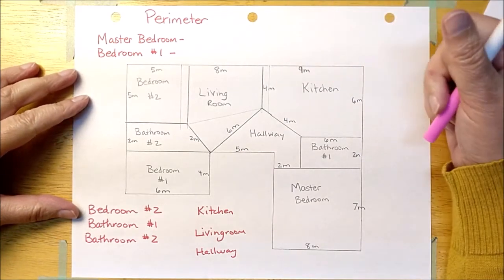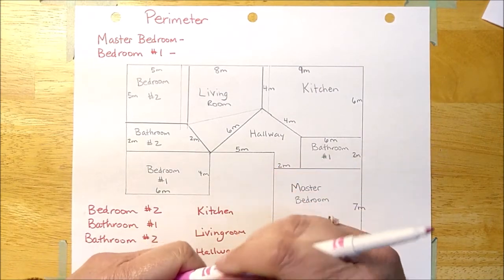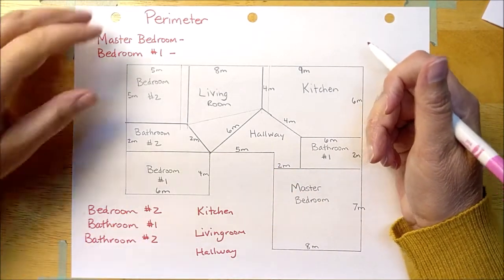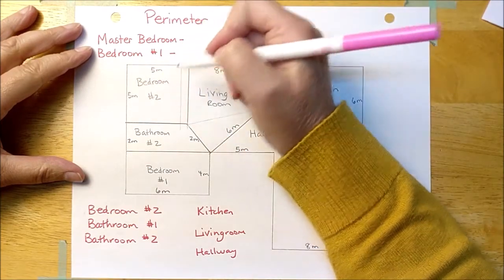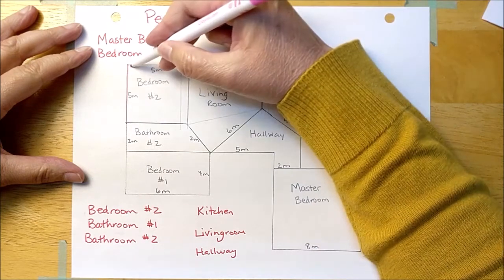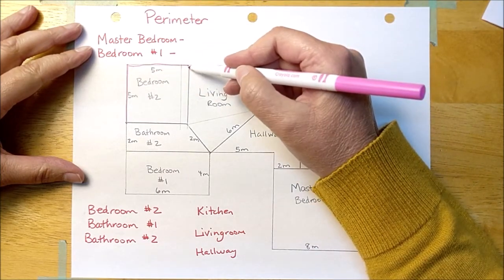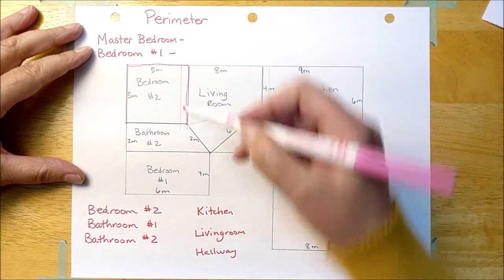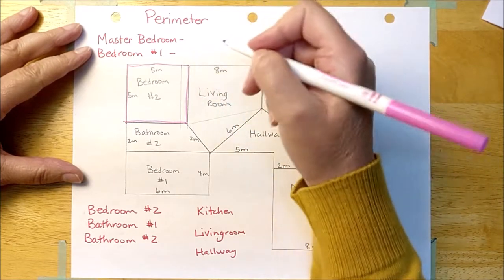So this is going to be a lot of fun. So we need to figure out what the perimeter is of each room. So I'm going to start with this bedroom right over here, bedroom number 2. So I know that this side is 5, and I know this side is 5. So I can assume, since it is a rectangle, that this side would also be 5, and this side would also be 5.